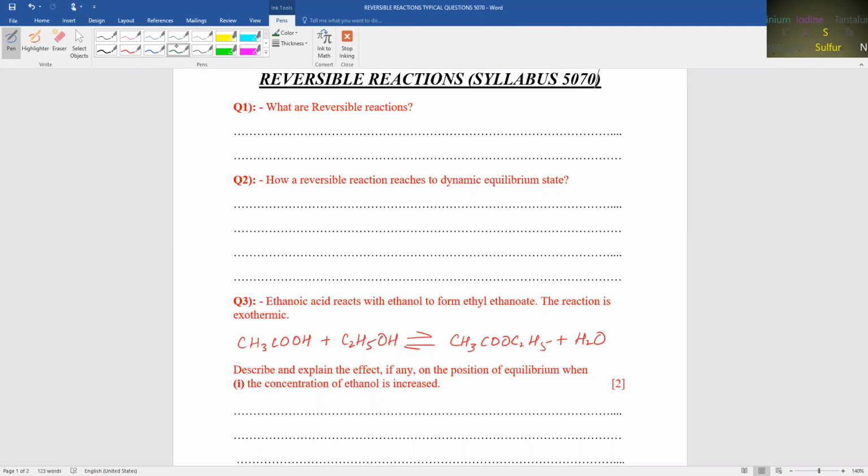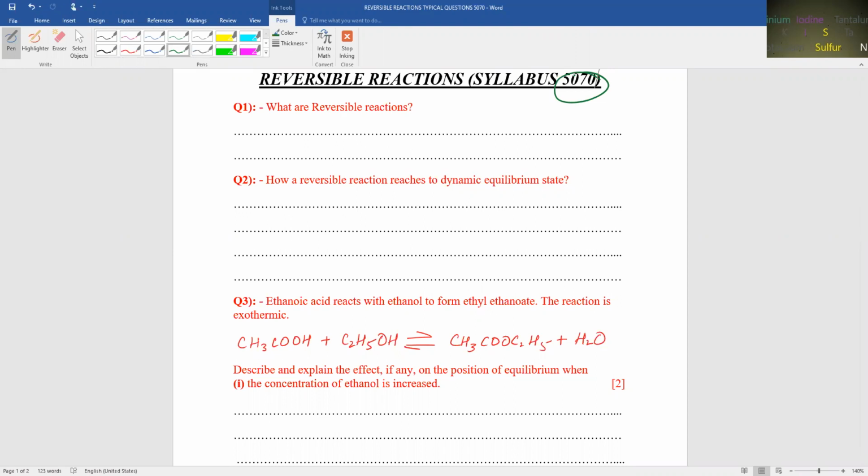Today I am going to talk about typical questions of reversible reactions for the syllabus code 5070. Let's begin with the basics, that is the definition of reversible reaction.